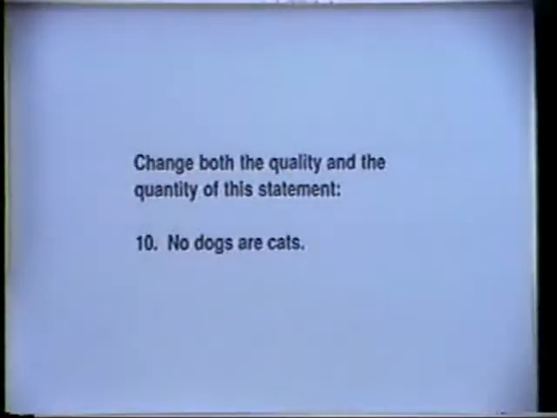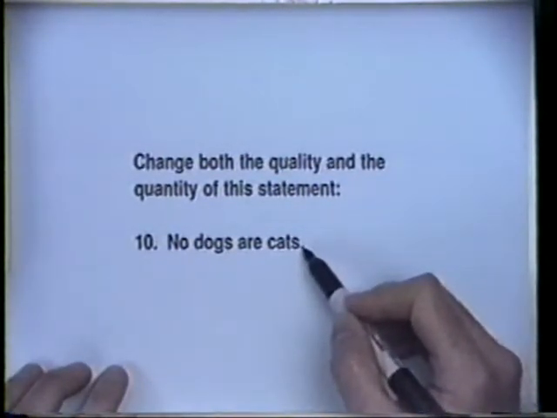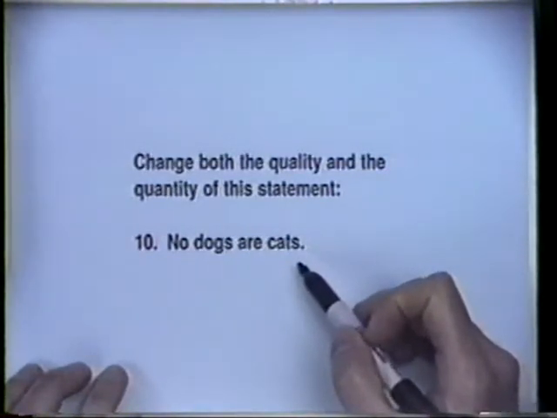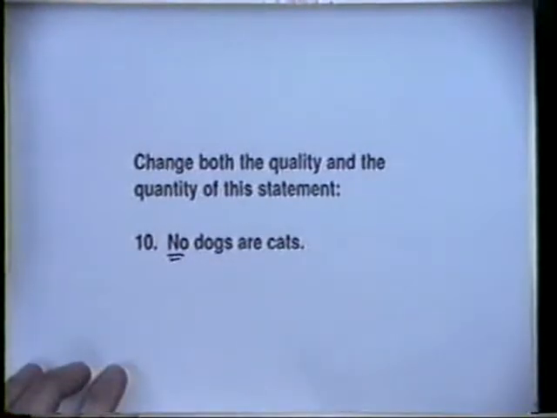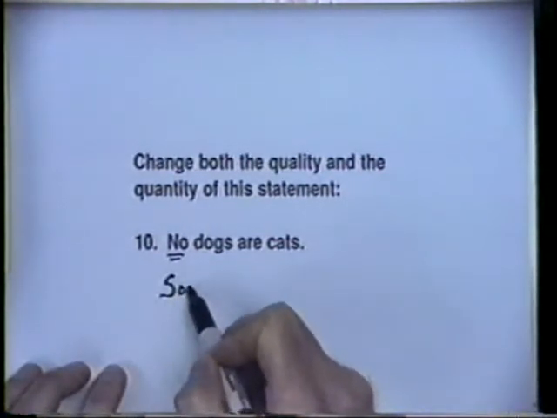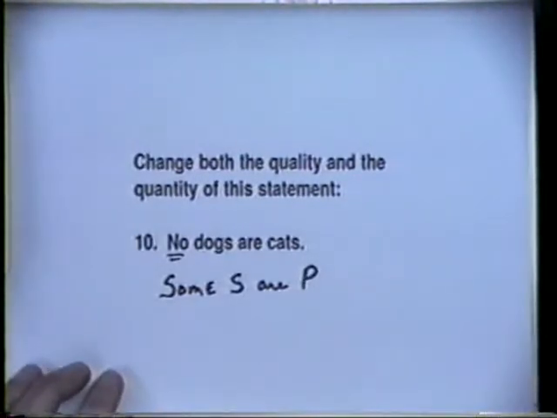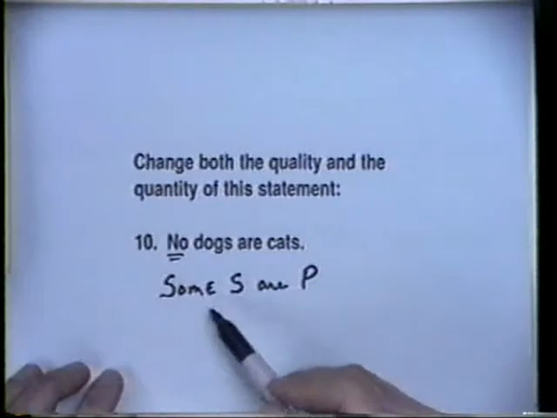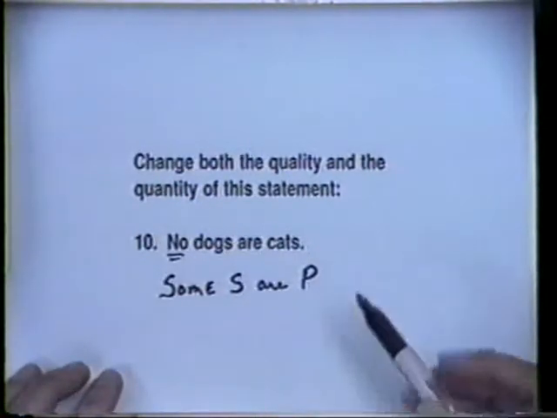And the last question on the test requires that you change both the quality and quantity of the statement, no dogs are cats. Well, to change the quality of the statement, we have to go from what is obviously a negative claim to a positive or affirmative claim. That would mean we'd either have an A sentence or an I sentence. We also need to change the quantity, so we'd have to move from universal to particular. So we need a particular affirmative sentence. That, remember, is some dogs, some S are cats. Here we've gone from negative to positive. We're affirming that some S are P, and we've gone from universal to a particular or existential claim. So some S are P is the right answer.